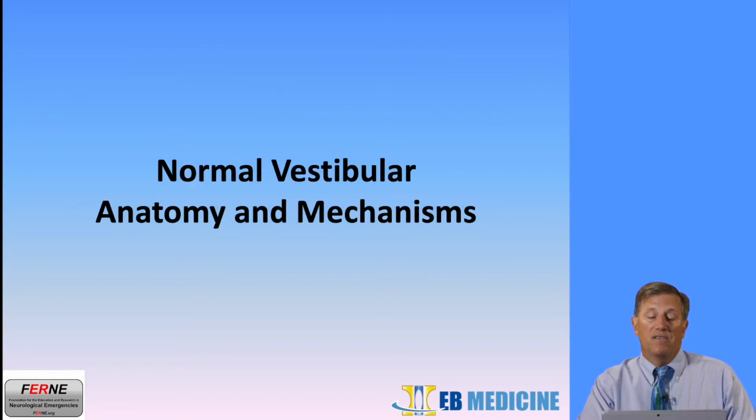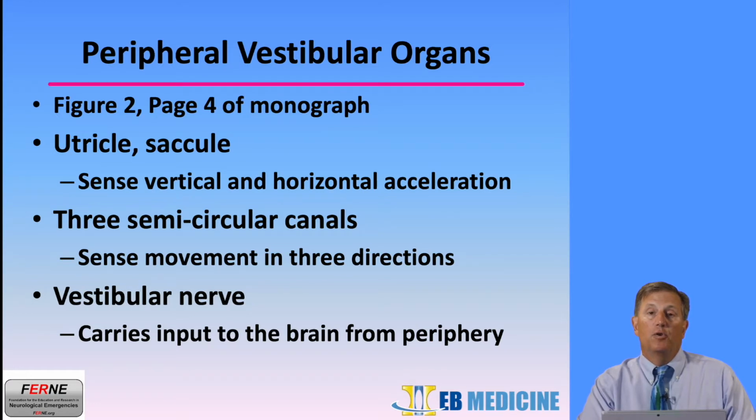What is the normal vestibular anatomy and mechanism? If you go to Figure 2, page 4 of the monograph, you can see the structures that are related to the vestibular peripheral system. The utricle and saccule sense vertical and horizontal acceleration. Our three semicircular canals sense movement in three directions. Our vestibular nerve carries the input from the peripheral system to the brain.